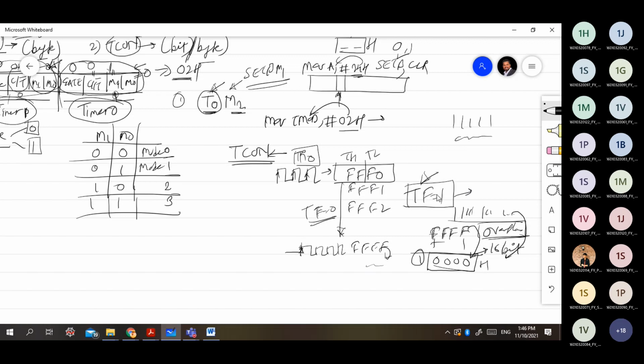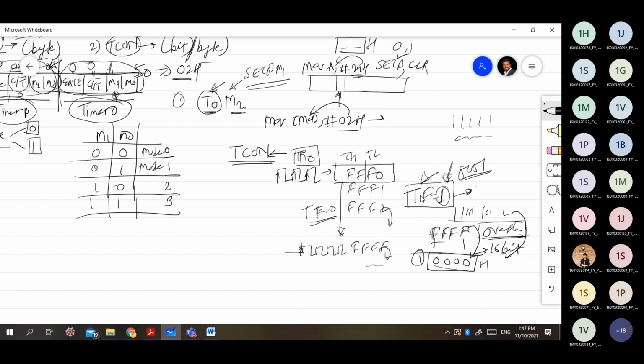Keep in mind, this TF will be made 1 by the 8051. Whenever there is an overflow, the 8051 automatically makes this TF equal to 1. We are not making it 1. It's an overflow flag. It indicates that the timer has overflowed. But to make it 0, we have to do it using an instruction. So keep in mind, this TF flag will be 1 because of the 8051, but if you want it to be 0, you have to do it by using an instruction. Understand, this 1 happened automatically because of this situation.